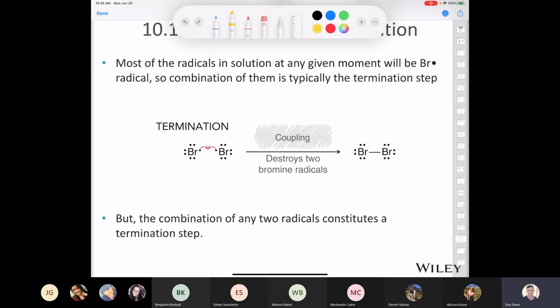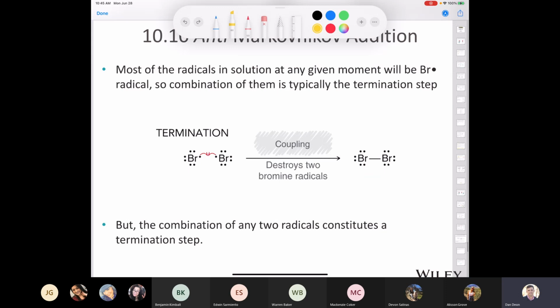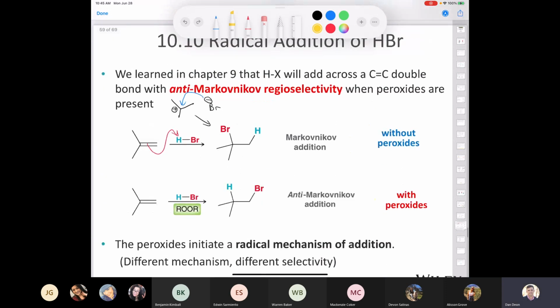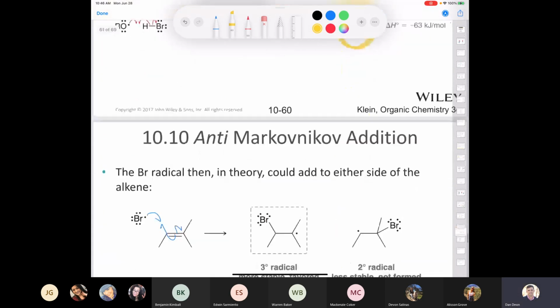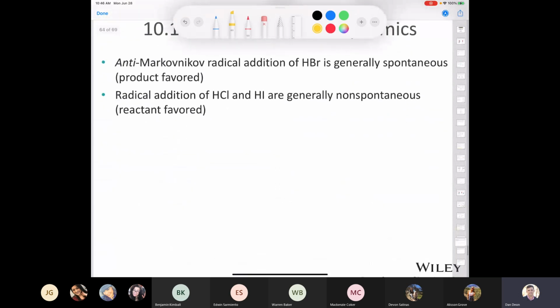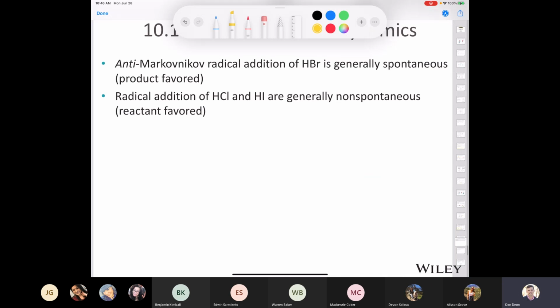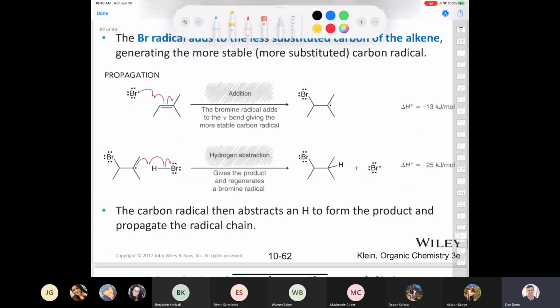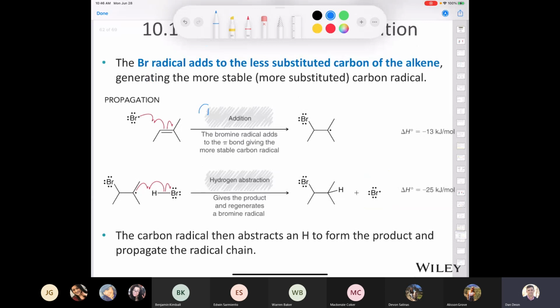Well, I told you that this anti-Markovnikov process, this process right here, only works with HBr. It doesn't work with HCl, doesn't work with HI. Well, we go over here. I have a comment about that. It says the anti-Markovnikov radical addition of HBr is generally spontaneous, whereas the radical addition of HCl and HI are generally non-spontaneous. Well, if we go back here, we see that there's 2 propagation steps, right? There's the addition step, and there's the hydrogen abstraction step.